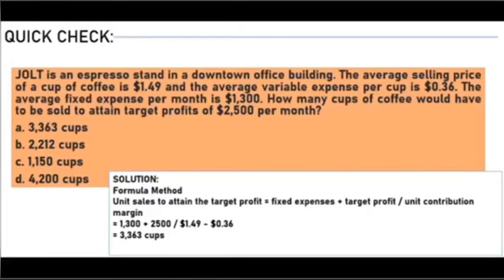For the solution to this problem, the method to use is the formula method. Here is the formula. So the formula method comes up with an answer equal to 3,363 cups.